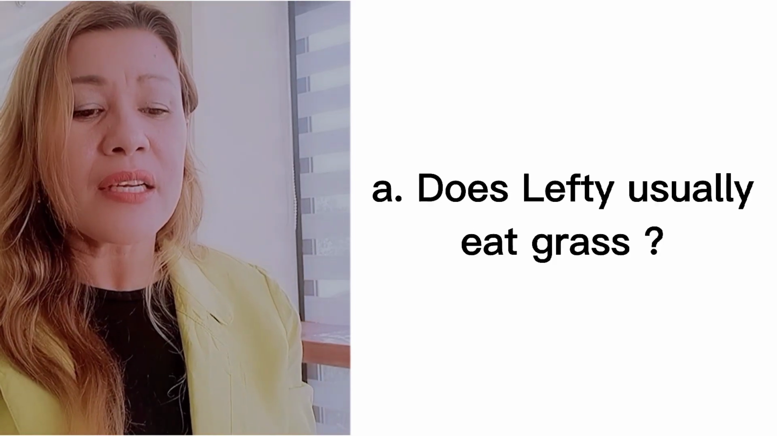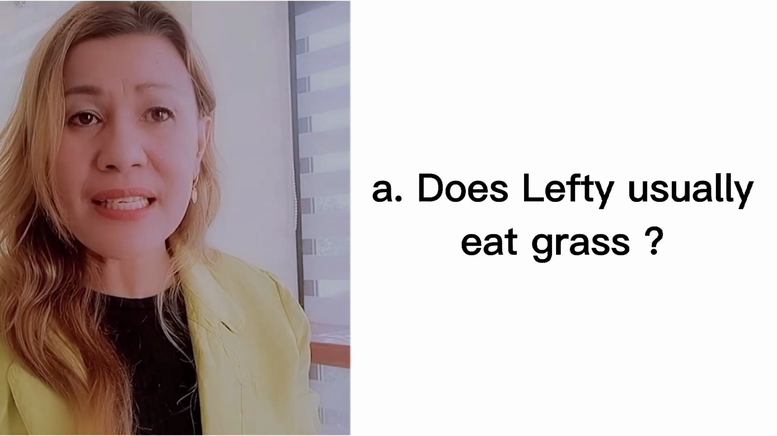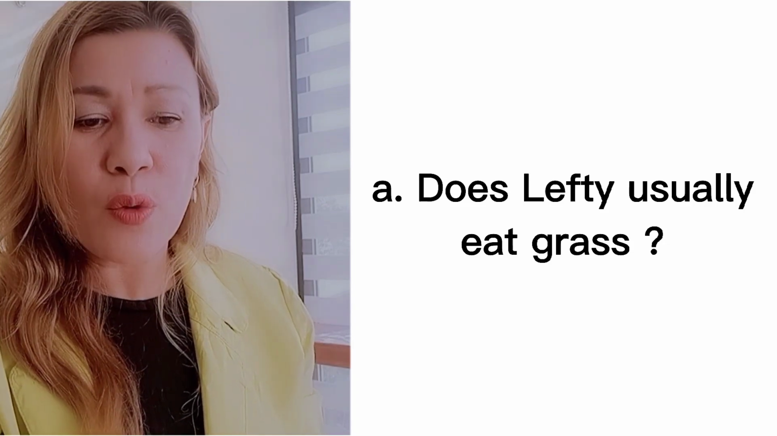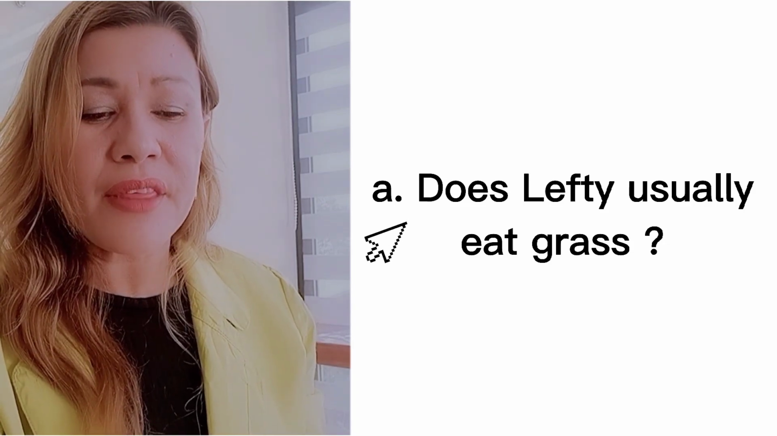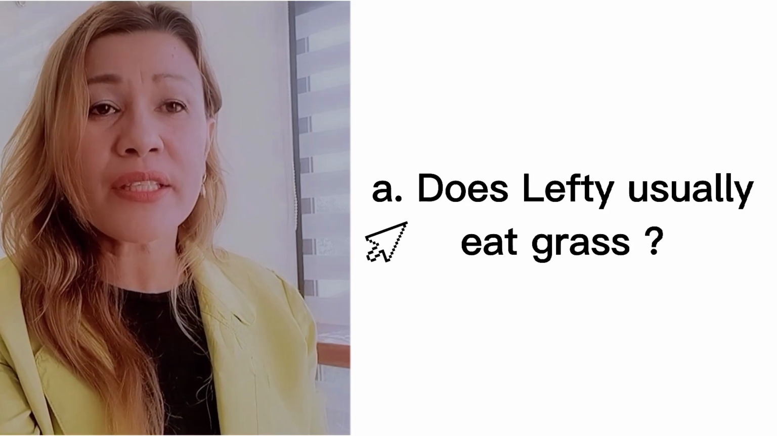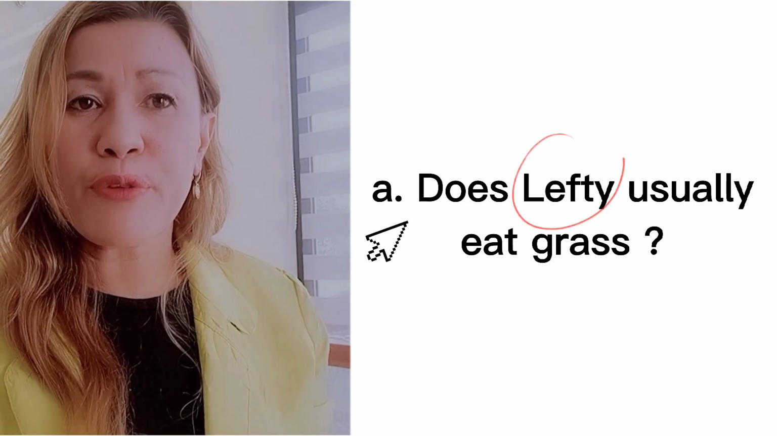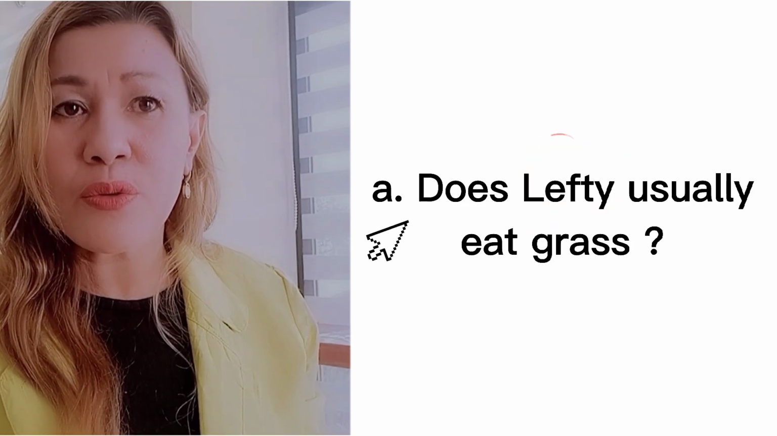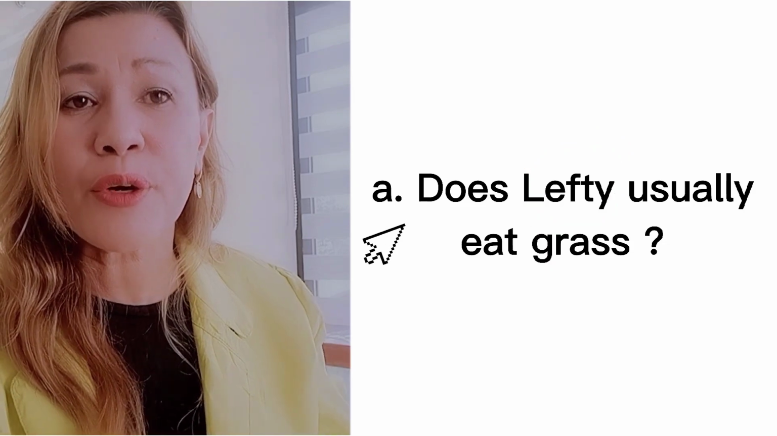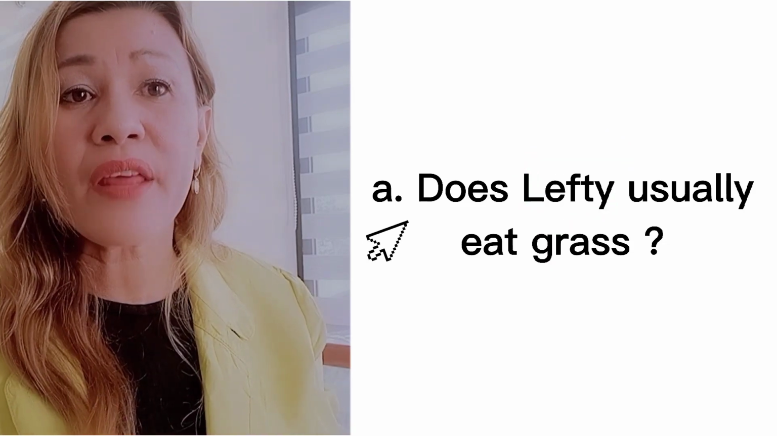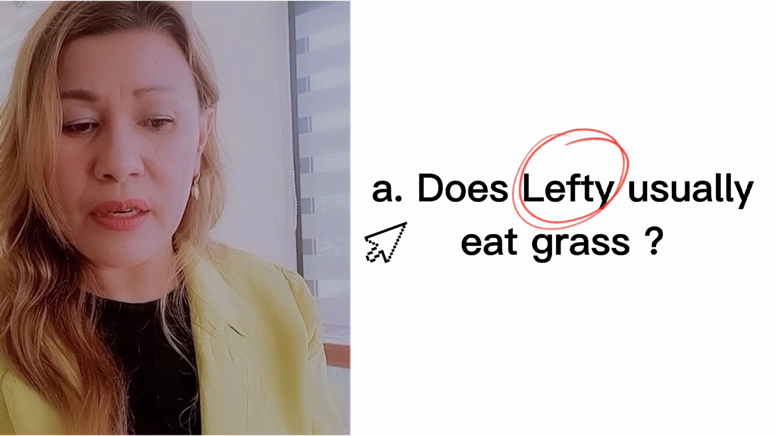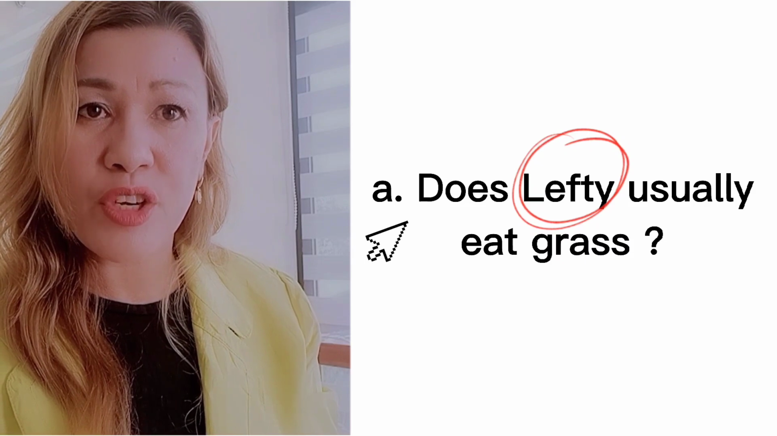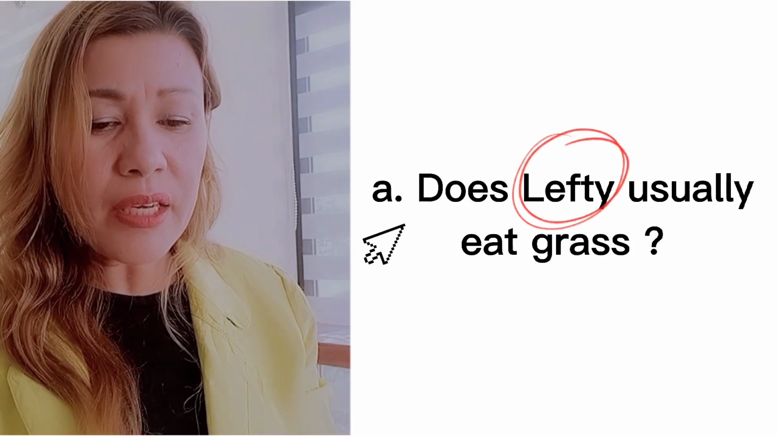For example, in this sentence, does Lefty usually eat grass? Notice that our sentence is beginning with the word does, which is a verb. Okay? Then it is followed by the subject Lefty. Now we are using the verb does, which is singular, because our subject is Lefty. So even if Lefty comes after the verb, still it has to agree with the verb. Okay? So Lefty is singular, does is singular. So we have an agreement here of subject and verb agreement.